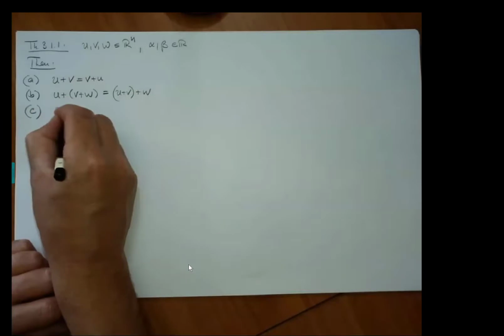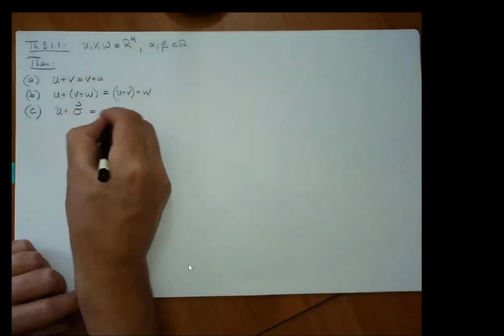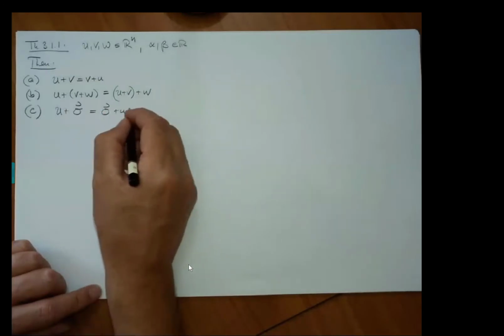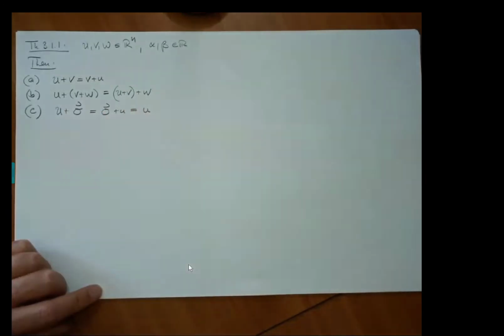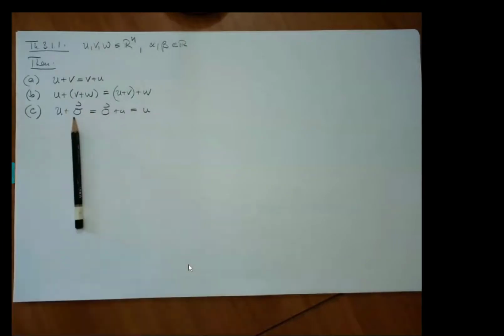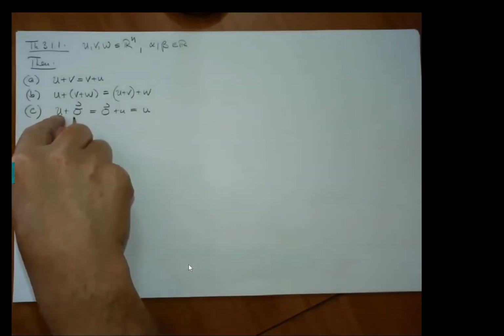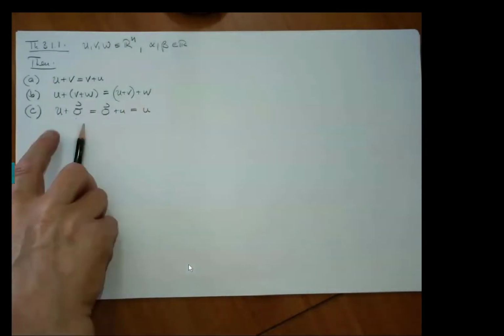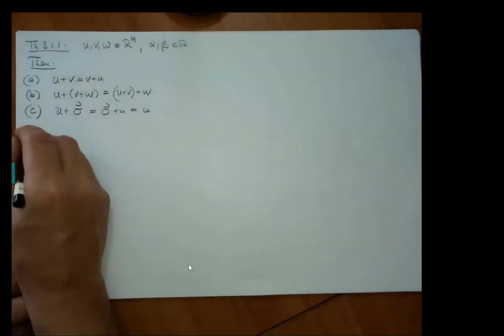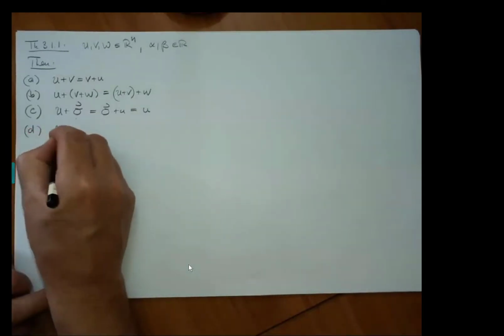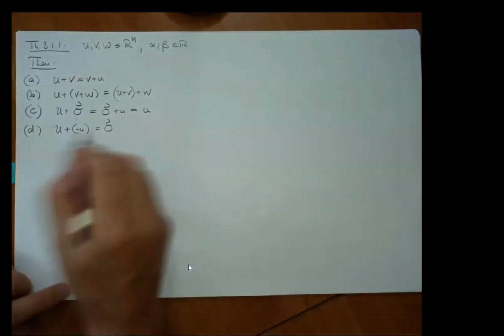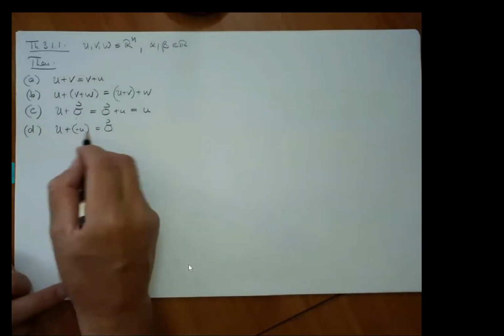Then if you add the 0 vector to another vector, you always get the vector back. So the 0 vector is like the 0 movement. It means don't move. So you go along the vector and then don't move, and that's the same as the vector itself. Then if you add the inverse vector to a vector, you get the 0 vector. So it means every vector has an inverse vector.